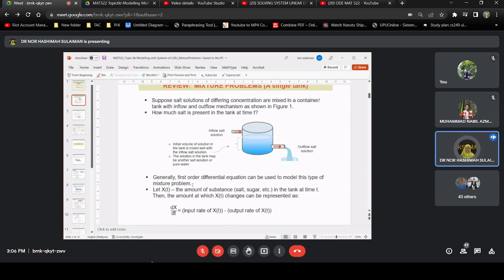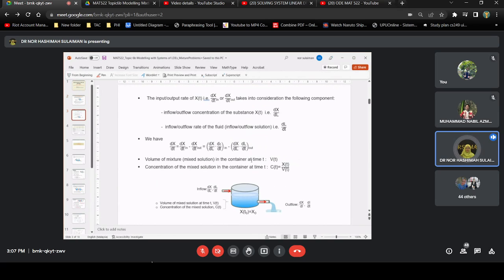Okay, so generally the model that represents the mixture problem involving a single tank ni dia boleh dinyatakan dalam dx/dt, right? The derivative of x with respect to time t equals the difference between the input rate of x(t) and the output rate of x(t). Yang ni model yang asas sekali. I'm sure you all masih ingat lagi the input rate is dx/dt in, output rate is dx/dt out, right?